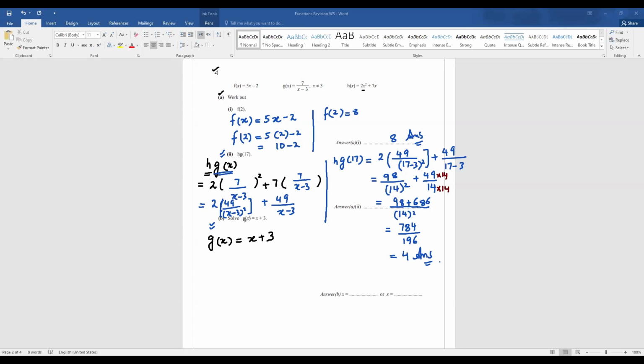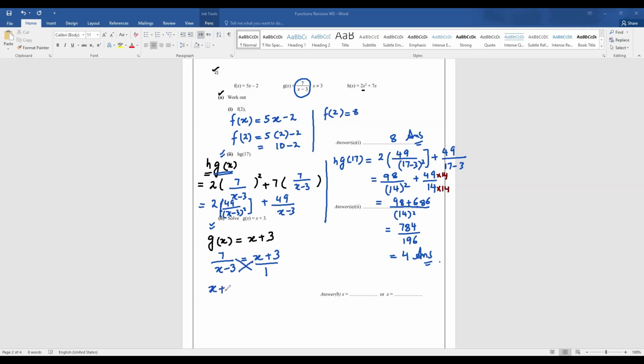What is the g of x function given in the question? As I can see, the g of x function given in the question is 7 over x minus 3. You can replace g of x by 7 over x minus 3 is equal to x plus 3. One side is a fraction, one side is without fraction. You can make the denominator 1 and do the cross multiplication.